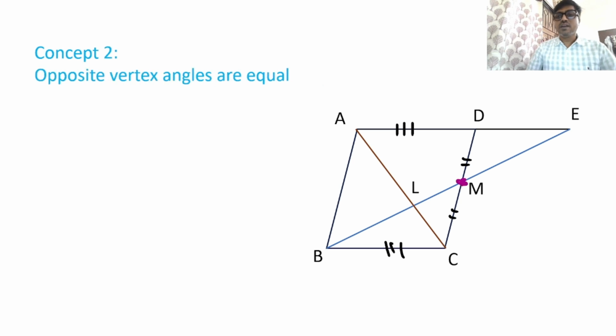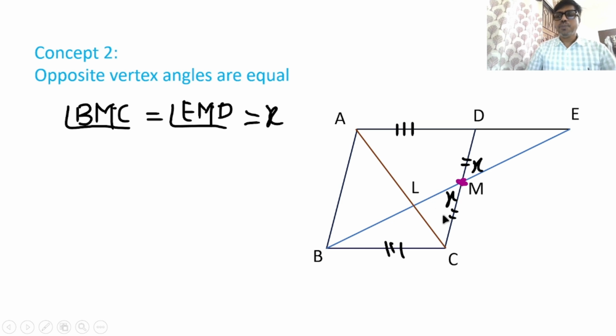Now, let us go to the second concept. In the second concept, I will focus on this vertex. You see these two lines, CD and BE, are intersecting at this point M. So M is a vertex, point of intersection of these two lines. And we know that whenever a vertex is formed, opposite vertex angles are equal. So these two angles are equal. Let me call it X here. So let me write it. Angle BMC, that is X here, equals angle EMD, that is also X here. So that's the second concept I'm using here.